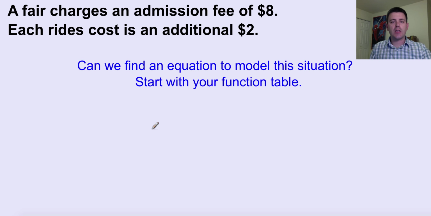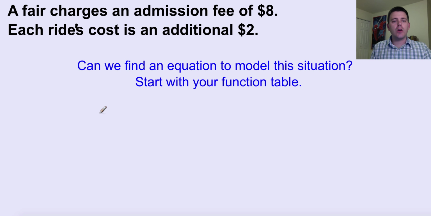So let's do one last one. If you think you've got the hang of this, try it on your own. If not, let's do this one together. It says a fair charges an admission fee of $8 and each ride's cost is an additional $2. Sorry, I should have a little apostrophe there. The ride's cost. So I just want to know, how could I write an equation to help me calculate how much it is going to cost based on how many rides I want to go on?